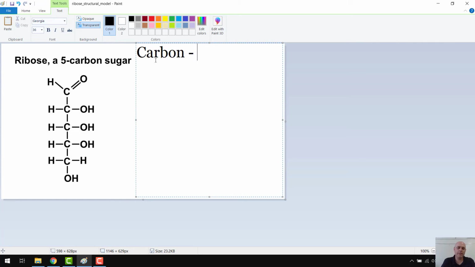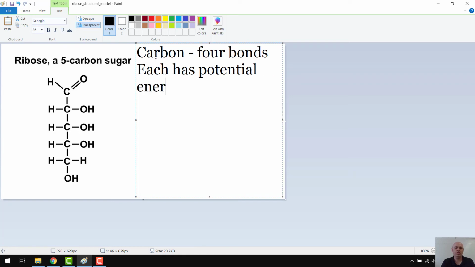Now the carbon atoms are able to make 4 bonds. And because of that, they oftentimes in biology serve as the backbone of molecules. And we see this in carbons and carbohydrates. And each bond has the potential energy to do work. Just sitting there, it doesn't do anything. It has the potential to do the work.